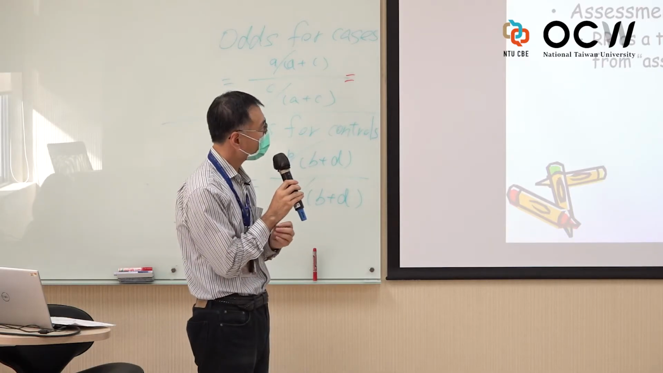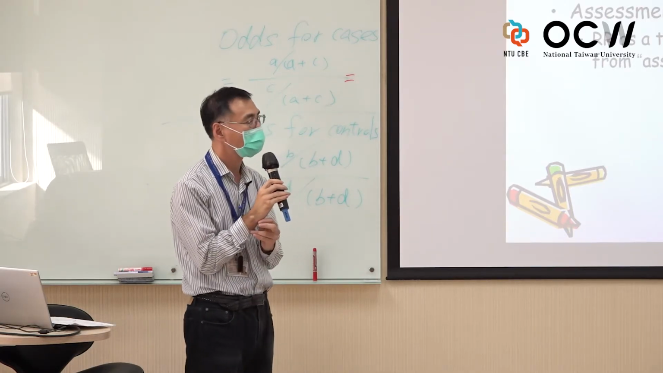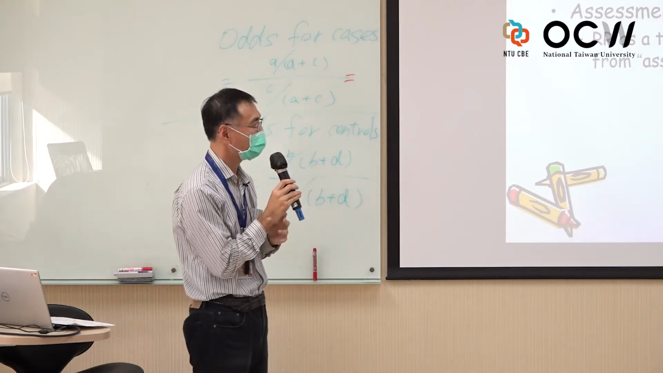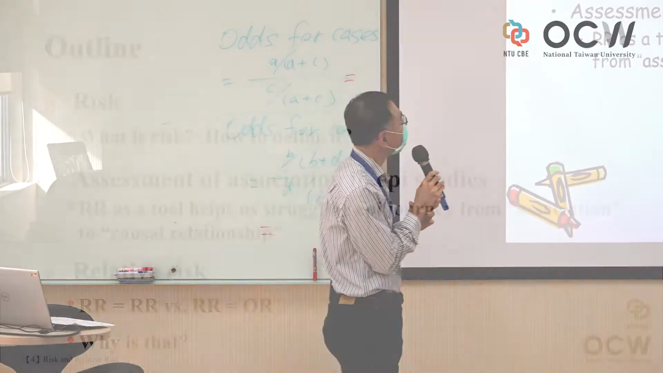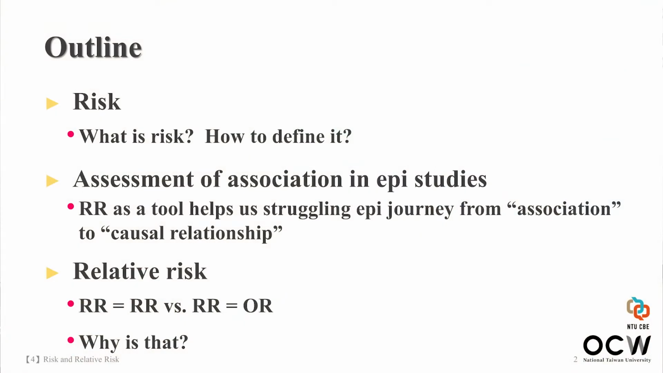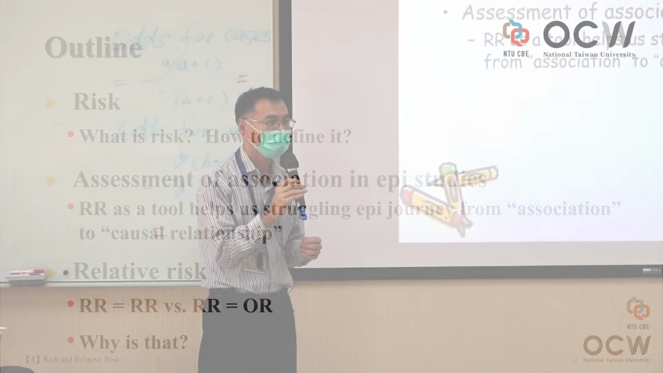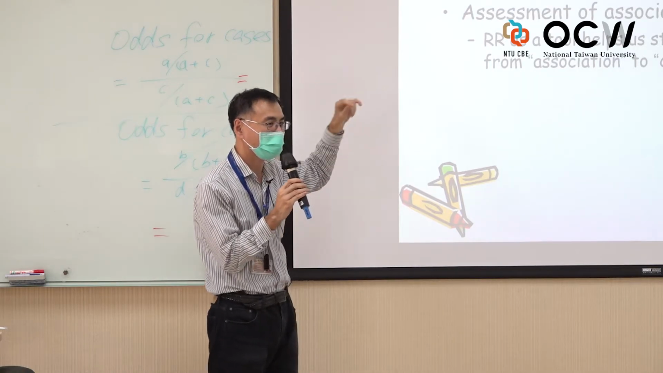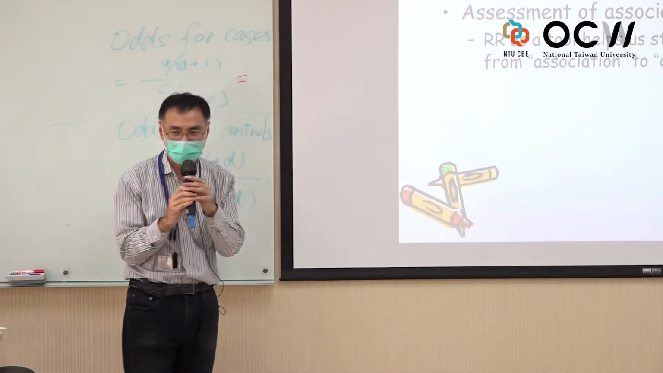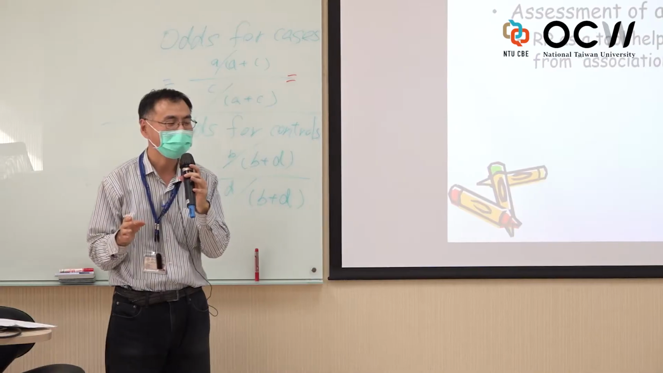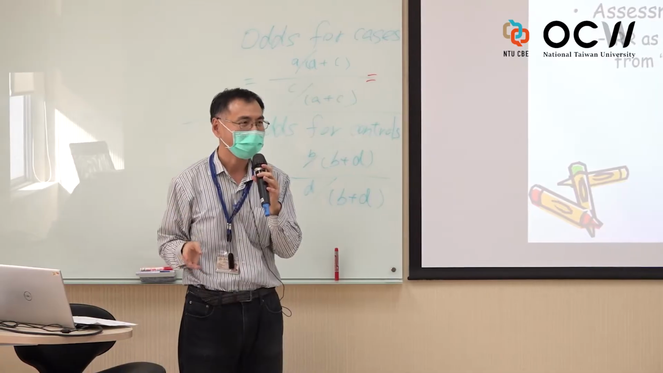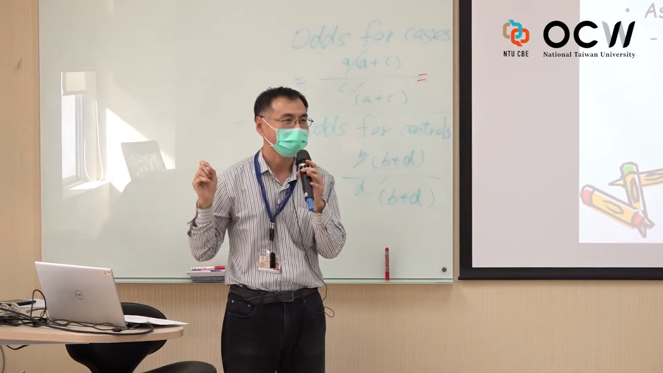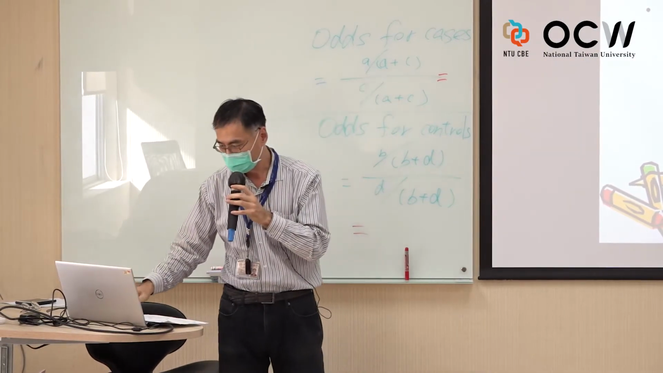Because I'm going to introduce a tool that's called RR. It could be the abbreviation for many different kinds of things, but RR is so-called relative risk. It's a tool to help us struggle through the epi journey from association to correlation. So I will emphasize it again and give you the idea about how to consider it in a lecture on Monday. So today you just need to pay attention to what is so-called relative risk and how we define it with different study designs.